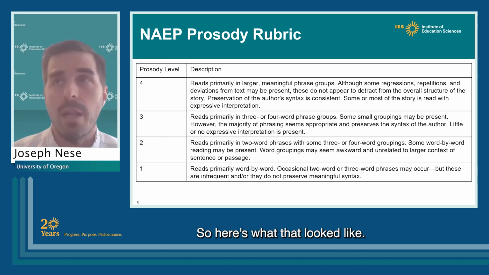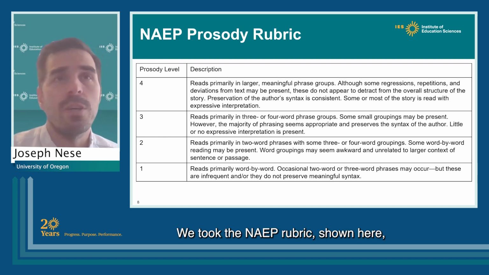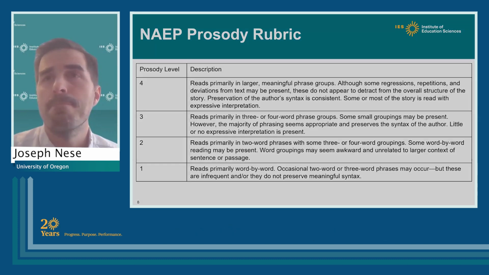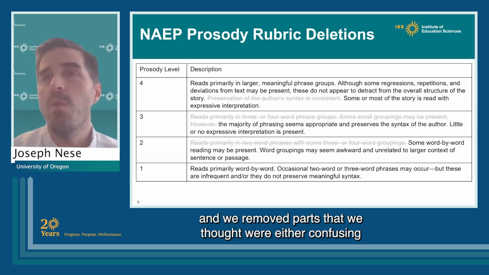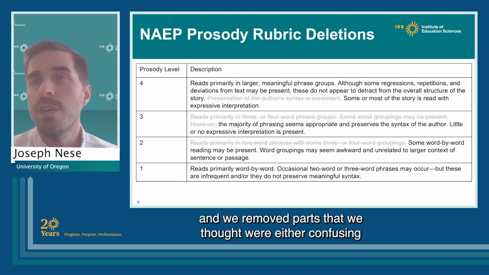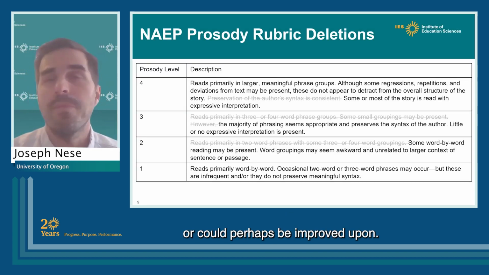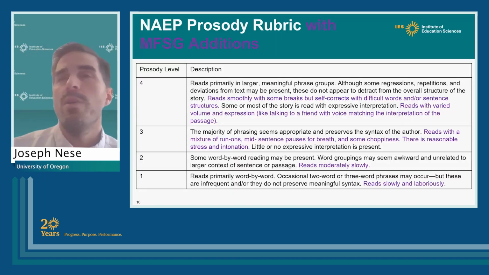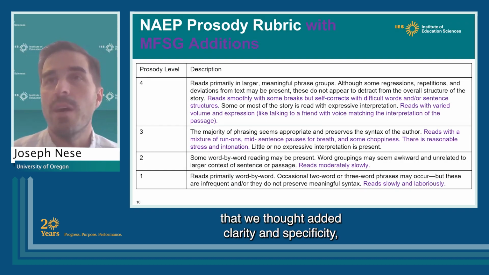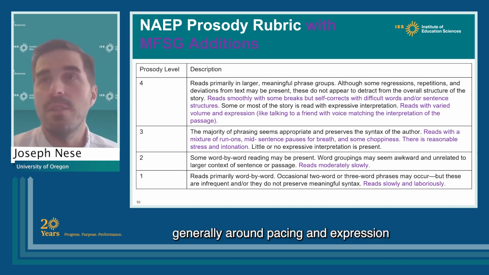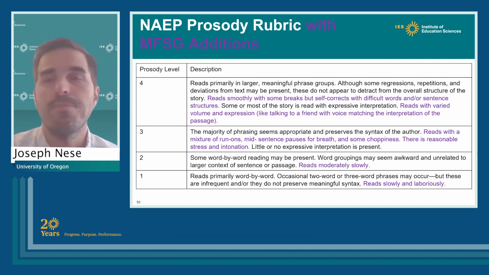So here's what that looked like. We took the NAEP rubric, shown here, and we removed parts that we thought were either confusing or could perhaps be improved upon. We then added parts of the MFSG that we thought added clarity and specificity, generally around pacing and expression, seen in purple text here.